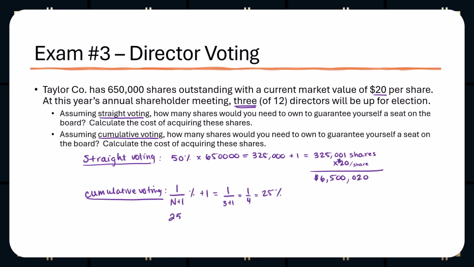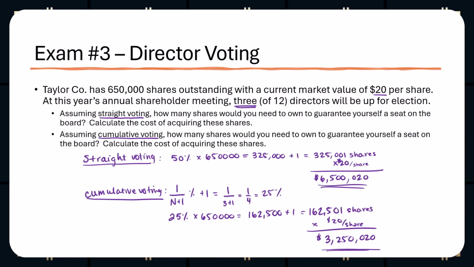That is, we will take 25% of the 650,000 shares outstanding, which will be 162,500. But we need one more share. So that means that we need 162,501 shares to guarantee ourselves a seat on the board at a cost of $20 per share. That means that it's going to cost us $3.25 million plus another $20 to guarantee ourselves a seat on the board under cumulative voting.